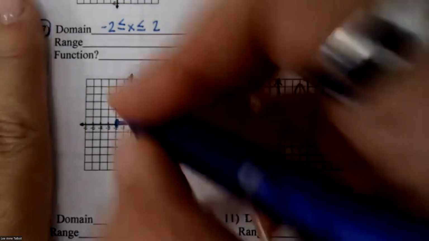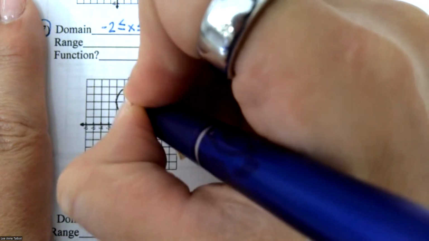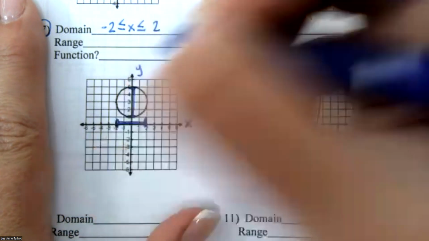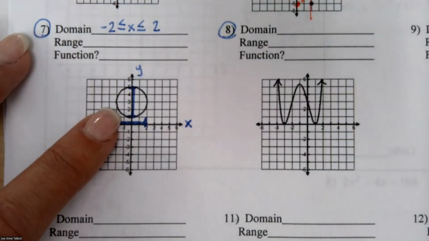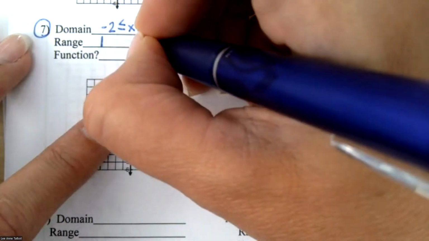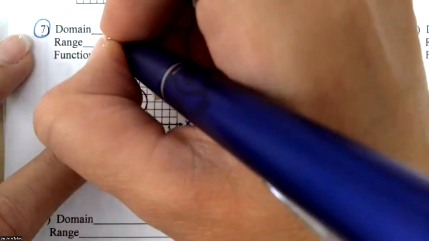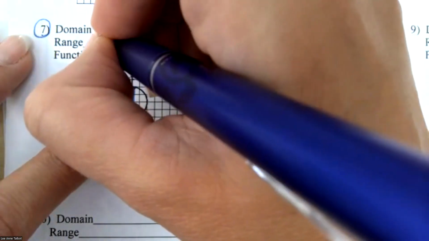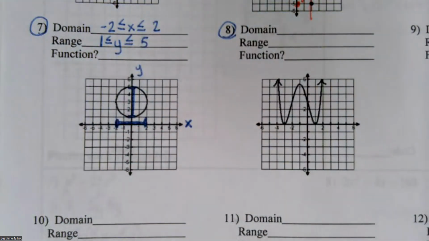Okay, now the range. Here's the bottom of the circle. Here's the top of the circle. Bottom of the circle is at 1. Top of the circle is at 5. Y in the middle. Does it touch at 1? Yes. Does it touch at 5? Yes.